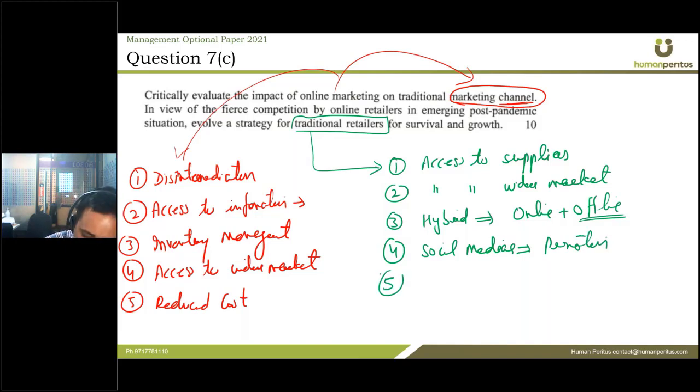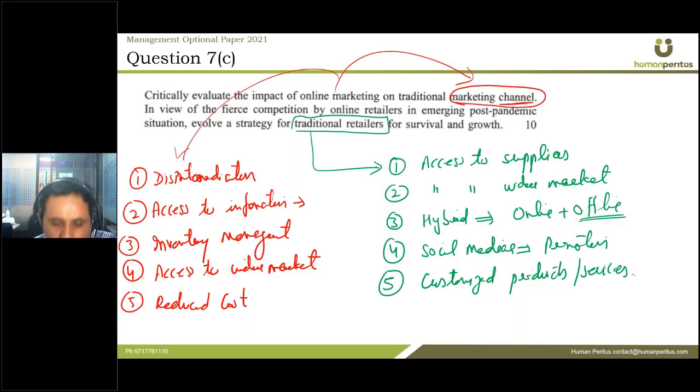Number five, what else can they do? They can offer now more customized products and services. Because of online marketing, they have opportunity to get in touch with customers on one-to-one basis, so they can offer customized products and services. Similarly, you can build the different points around this.